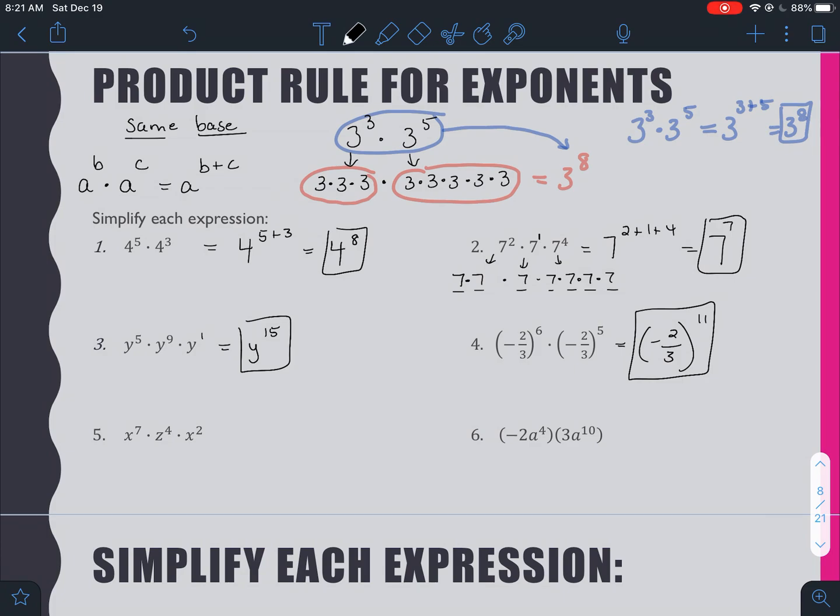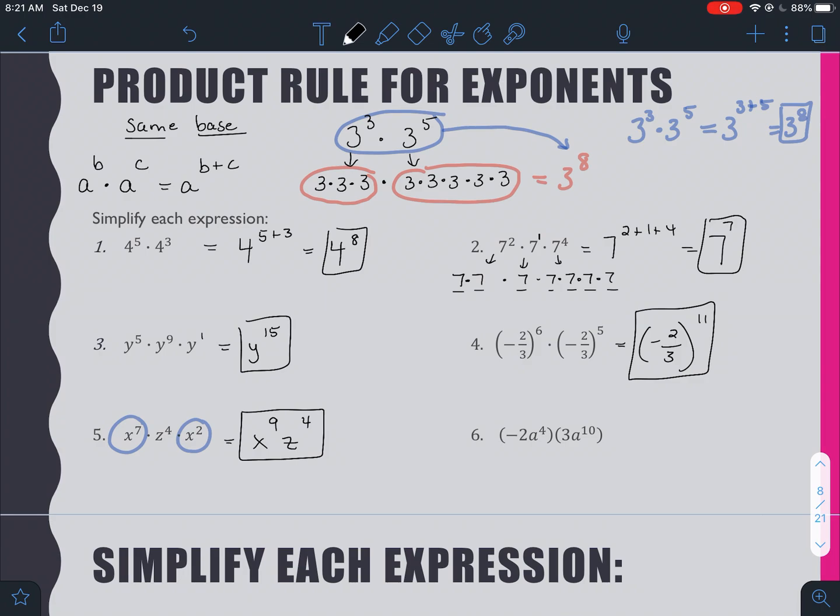X to the 7th times z to the 4th times x squared. So remember, the product rule only works if the expressions have the same base. So the only two that I can combine in this expression are x to the 7th and x to the 2nd, which would be x to the 9th. So this is going to be x to the 9th times z to the 4th. The z to the 4th is just going to be multiplied after you're done combining the two terms.